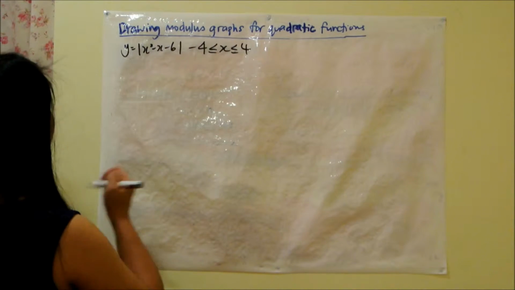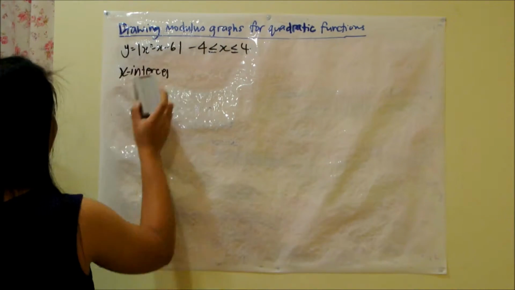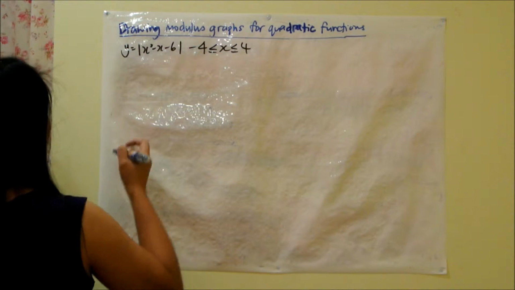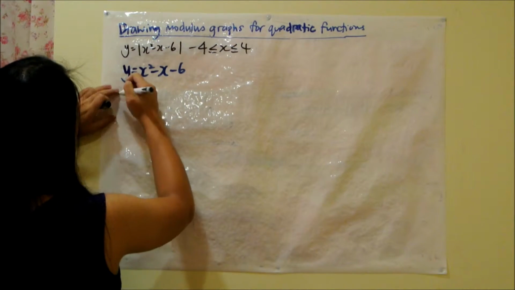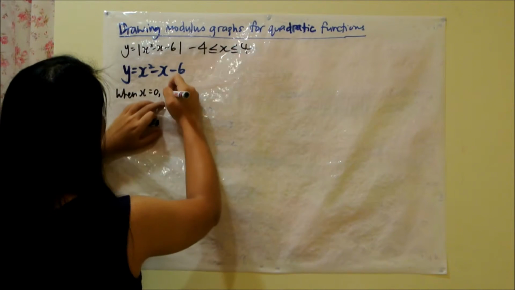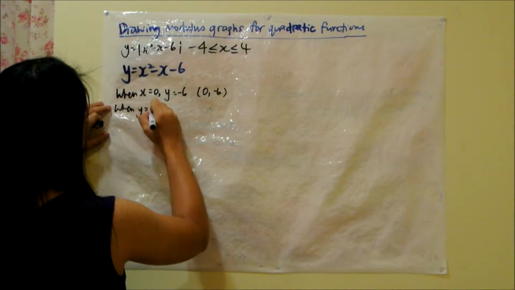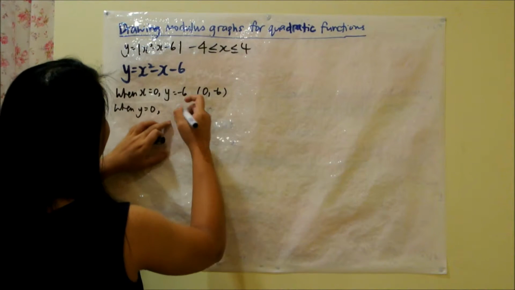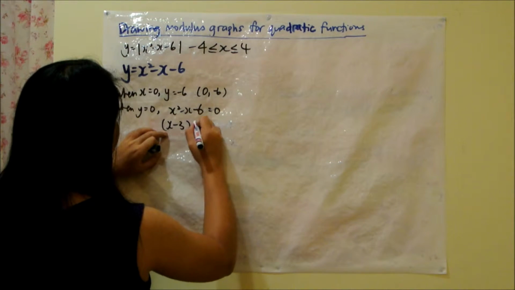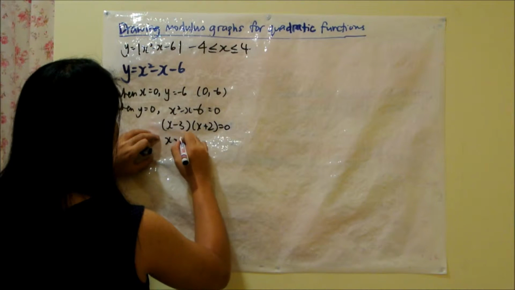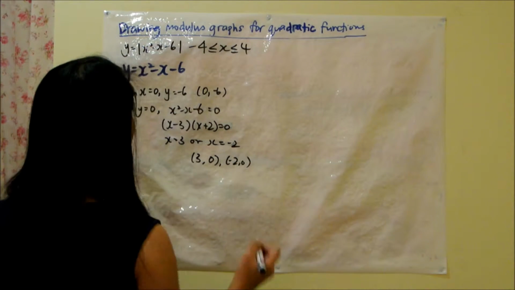First things first. Sorry, we're going to sketch y equals x squared minus x minus 6 first. When x equals 0, y equals -6, so we have a point. When y equals 0, that's where our x-intercepts are. So x squared minus x minus 6 equals 0, (x minus 3)(x plus 2) equals 0, x equals 3 or x equals -2. So we have (3, 0) and (-2, 0).